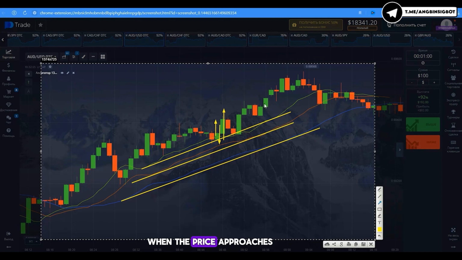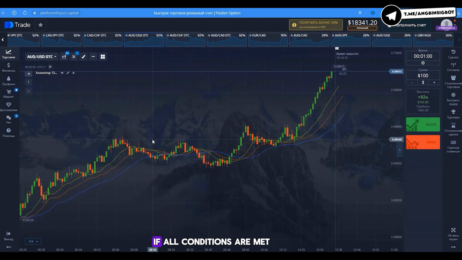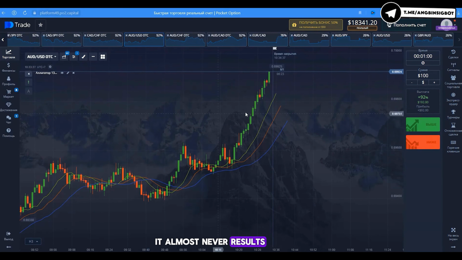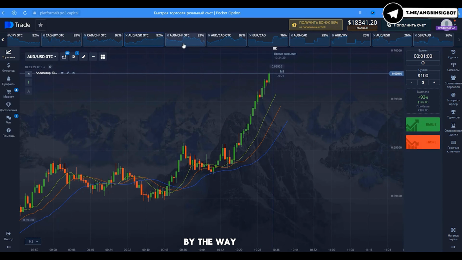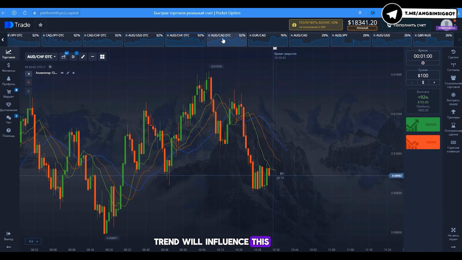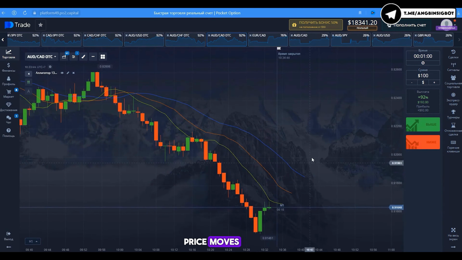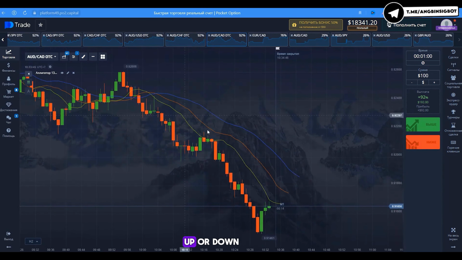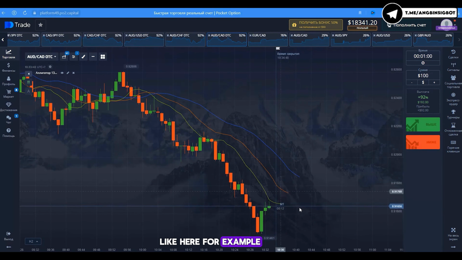In other words, when the price approaches the lines, we always enter in their direction, and then in the case of a losing trade, we follow the price. If all conditions are met, it almost never results in more than 2 retraces. By the way, the strength of the trend will influence this, so it's better to find assets where the price moves without stagnation, clearly either up or down, like here, for example.